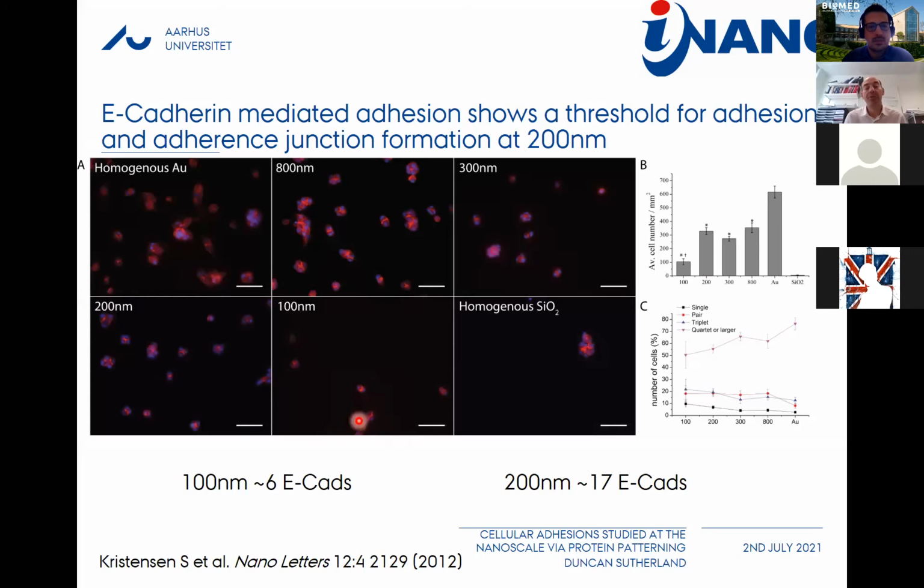If you start counting and estimating how many of these E-cadherins can fit above a patch, at the 100 nanometer patch you can fit about 6 E-cadherins, and at 200 you can fit maybe up to 17 as a maximum. So somewhere between there is the threshold for how many E-cadherins you need to be engaged in order to have an adherens junction form.